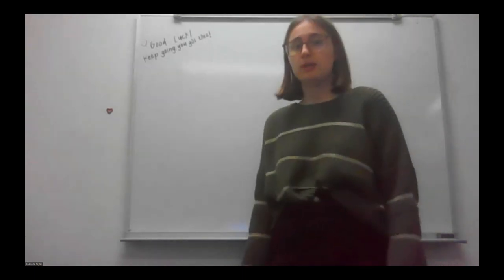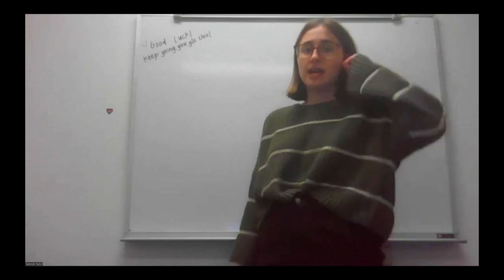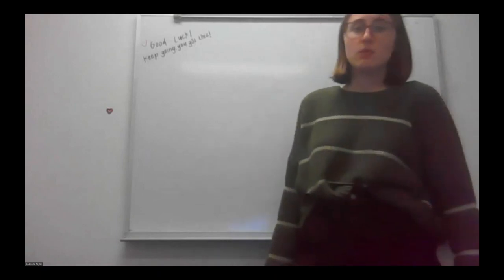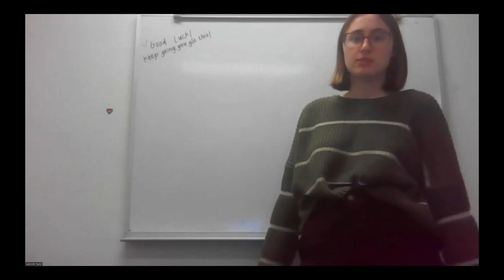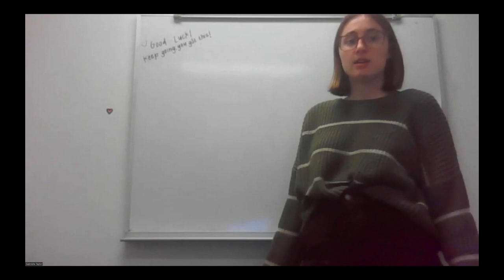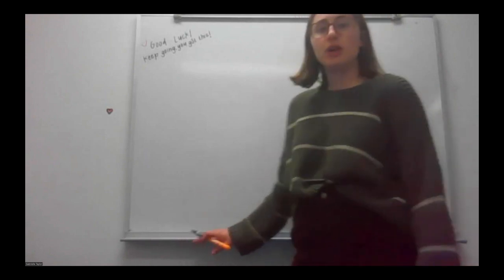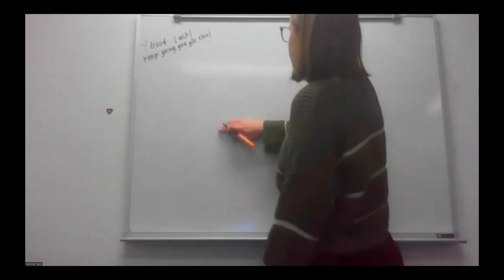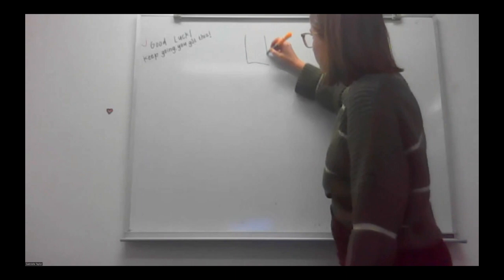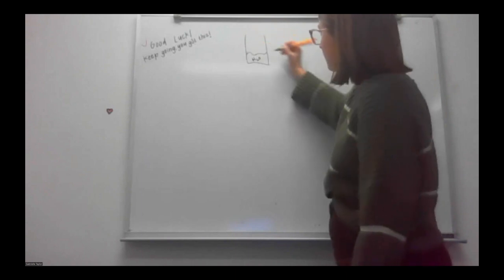A container with a volume of 0.1 meters cubed contains 1 kilogram of liquid water with air in the headspace at 101,325 pascals and 298 Kelvin. First I'm going to draw out what the container looks like. So the container looks like this, and there is H2O inside.